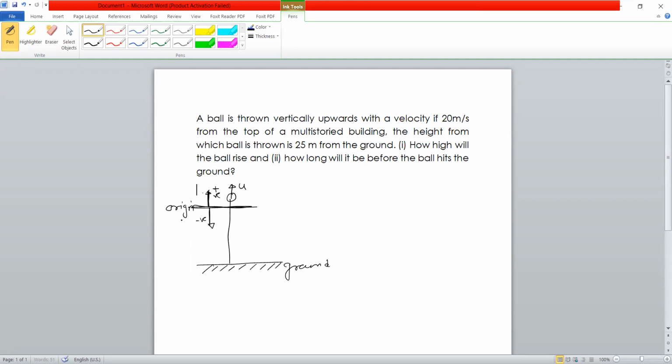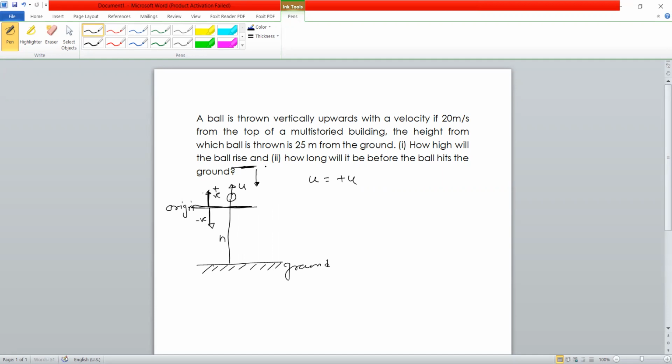Why? Because we'll be using the equation of motion under gravity, where we calculate the displacement covered, and for displacement there needs to be direction. So using this sign convention, the initial velocity u we may write as plus u. Let the height of the tower be h, which is given here as 25 meters. Now the ball will first go up to a certain height, and then it will come back.